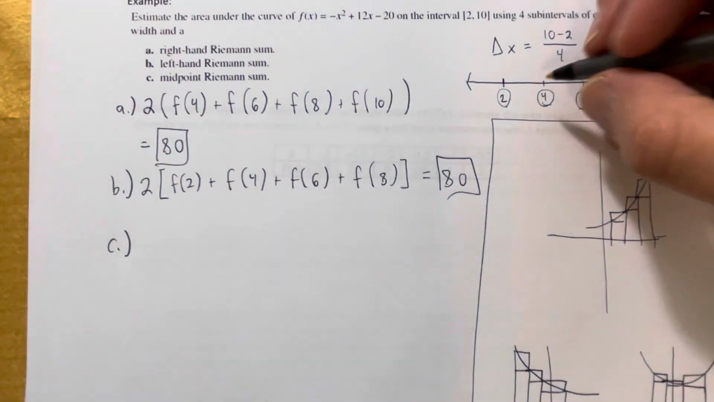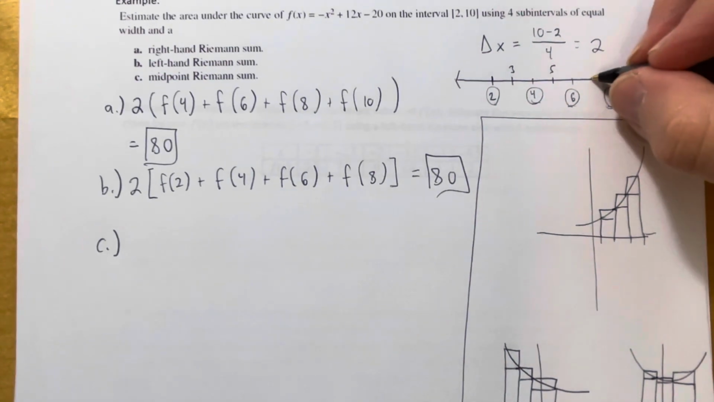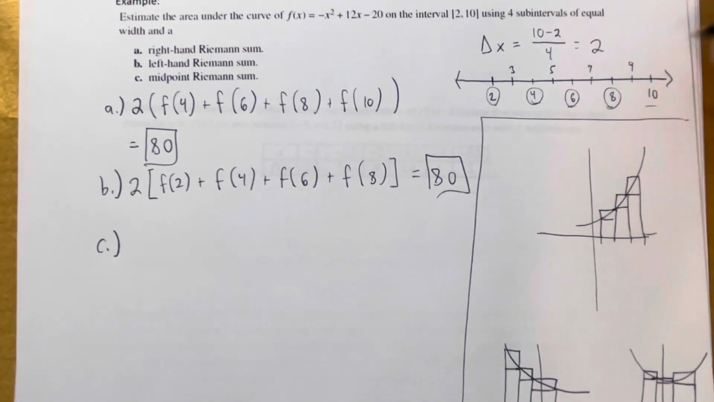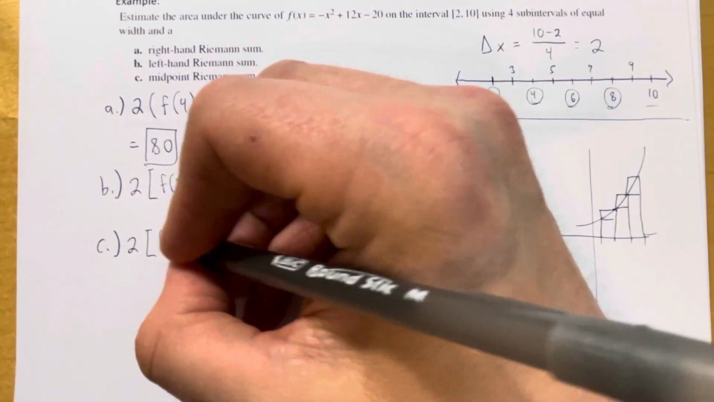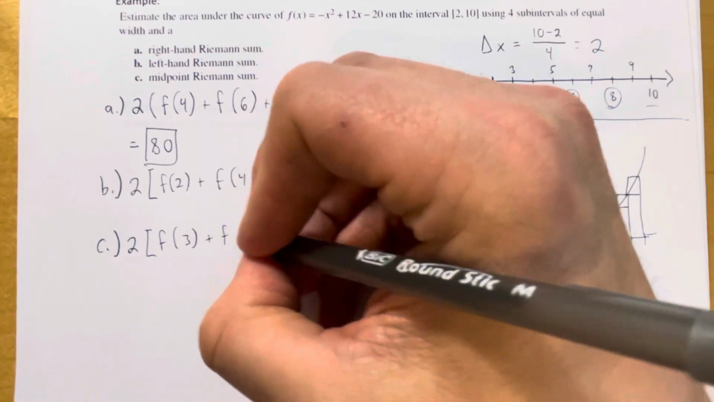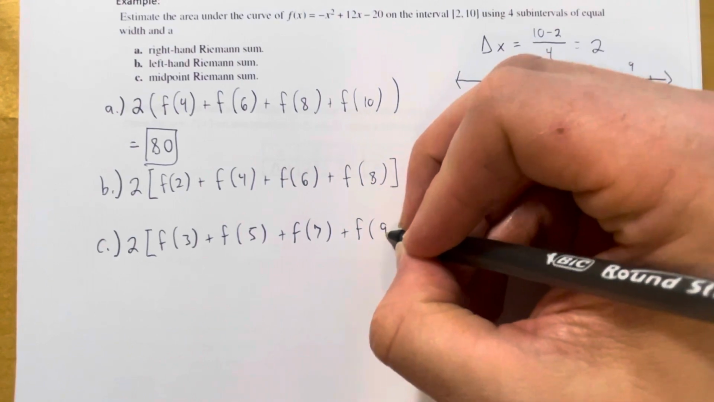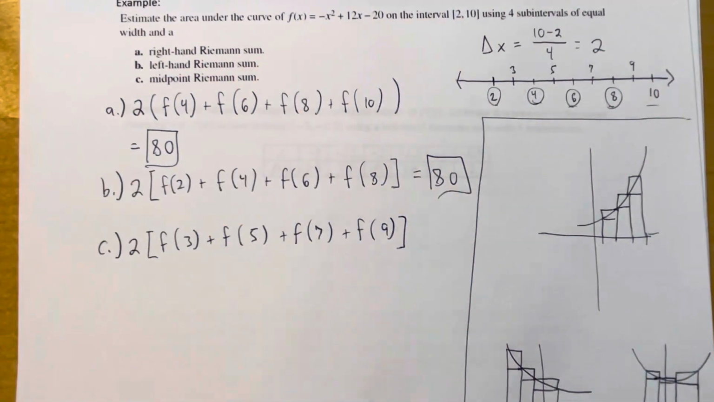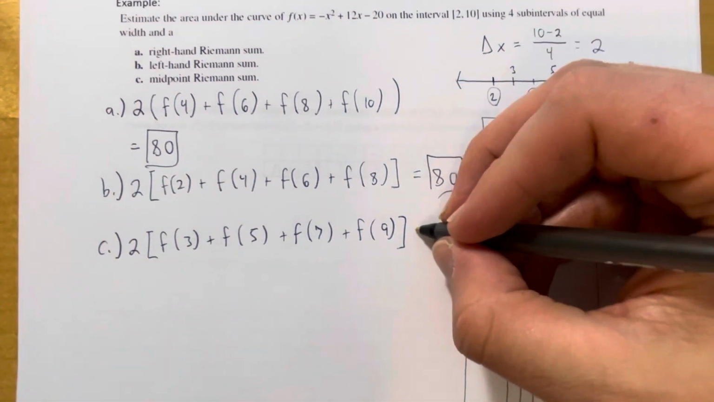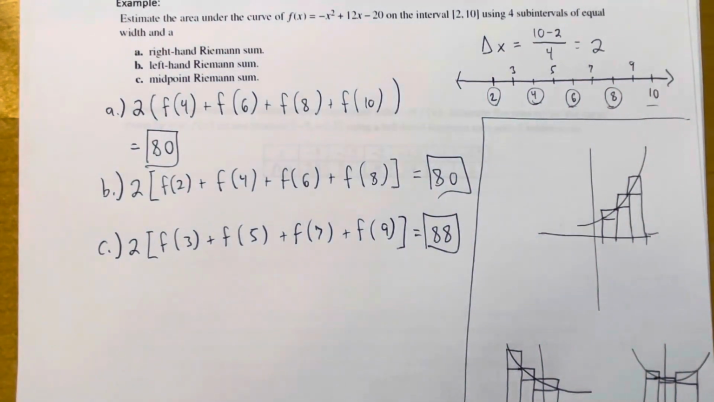So if we use midpoints, notice my midpoints are 3, 5, 7, 9. Those are the values I'm plugging into my function now. 2 times f of 3 plus f of 5 plus f of 7 plus f of 9. And again, I'm not going to go through all of the work of actually showing what this looks like when I plug it into that function. I'm going to let you work that out. This one comes out to 88. So it turns out that our midpoint, which is usually more accurate, gives us a different value. Okay?